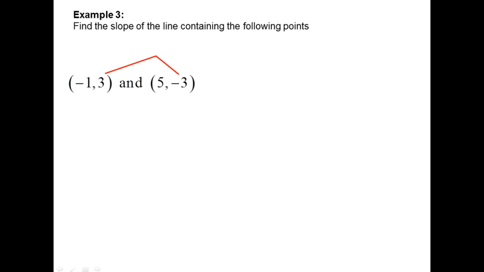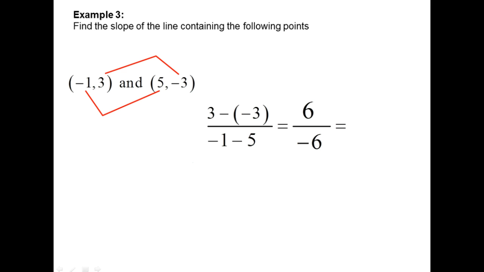So here we are going to do 3 minus negative 3. You must write it this way. Okay, it's 3 minus negative 3, not 3 minus 3. And then here we have negative 1 minus 5. Alright, so we end up with 6 divided by negative 6, and our slope will be negative 1.